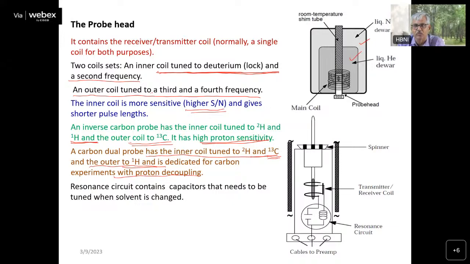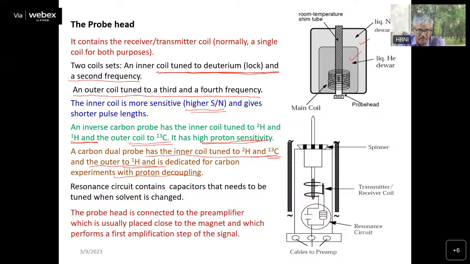See, if you are using the same solvent, let us say CDCl3, you need not bother. But if you change the solvent, then you have to tune this resonance circuit for the deuterium. When you put a different solvent like acetone D6, that will have a different resonance frequency than the deuterium in chloroform. So that's why this resonance circuit has to be tuned to the deuterium frequency. So you have to tune that.